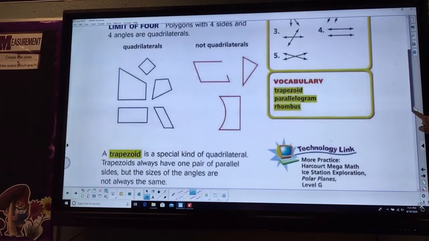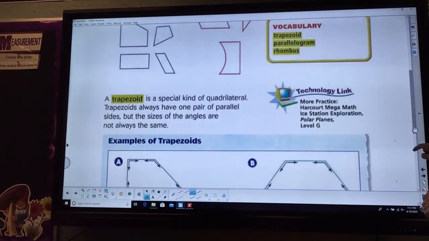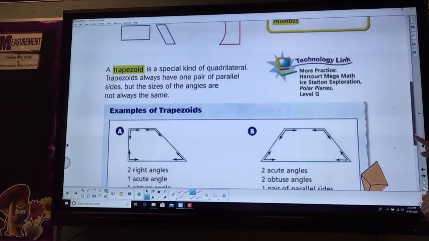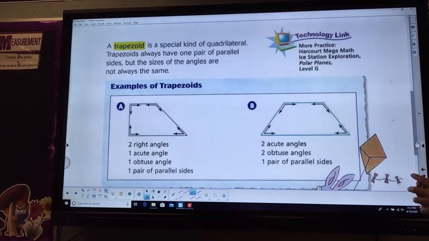One of the reasons I kind of like this lesson is it goes into a little bit more about what a trapezoid is. A trapezoid is a special kind of quadrilateral. Trapezoids always have 1 pair of parallel sides, and remember, that's what's super important about our trapezoids, to know that they only have 1 pair of parallel sides. But the sizes of the angles are not always the same.